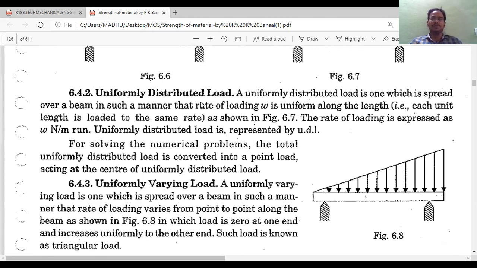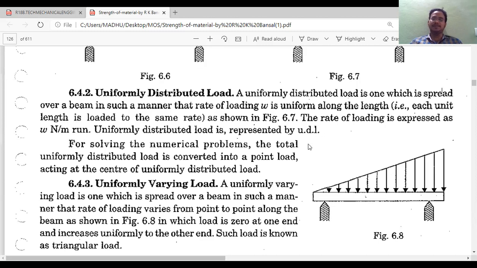Here it is given uniformly distributed load. A uniformly distributed load is one which is spread over a beam in such a manner that the rate of loading W is uniform along the length, and the rate of loading is expressed as W, so many newtons per meter run. We call it Newton per meter run. When you multiply with the length over which that UDL is acting, that will give the concentration of the load, a single load. So uniformly distributed load is represented as UDL.